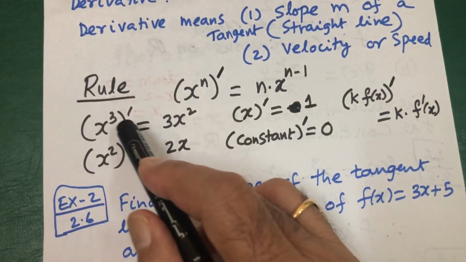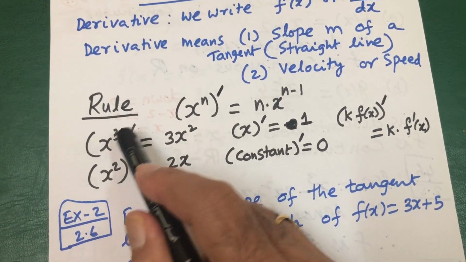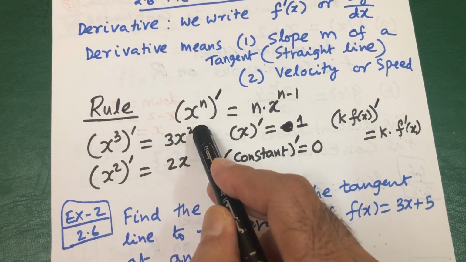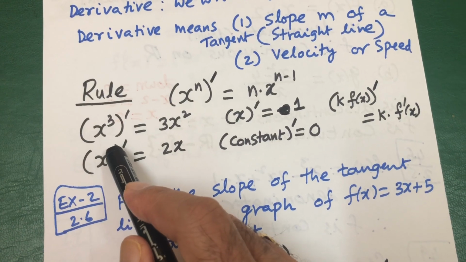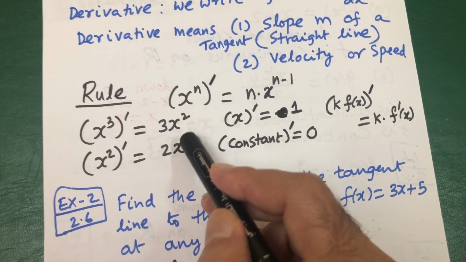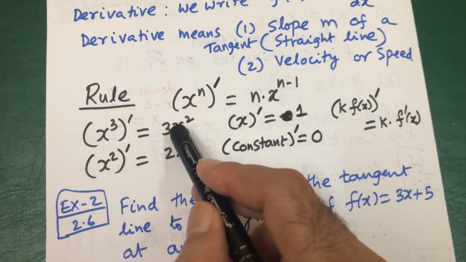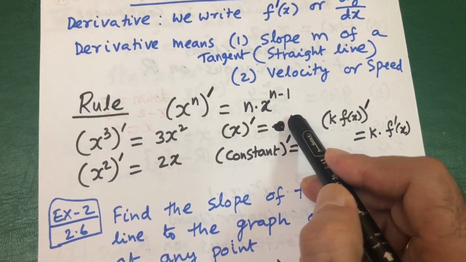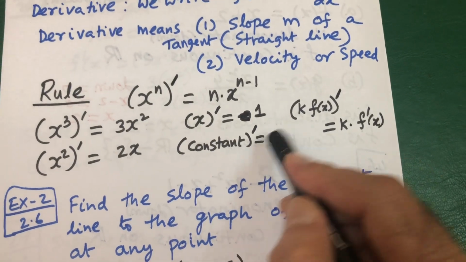Simply remember it. x power 3: the power will come to the front, 3, and 3 minus 1 is 2. So simply remember x power 3 derivative is 3x square. Similarly, x square derivative: the power 2 comes to the front, and 2 minus 1 is 1, that is x. So what you have to remember directly: x power 3 derivative is 3x square, x square derivative is 2x, x derivative is 1, and a constant derivative is 0.